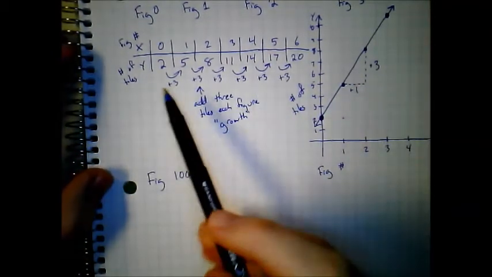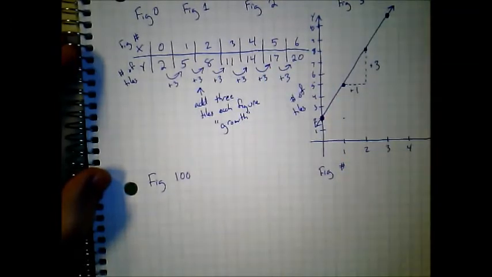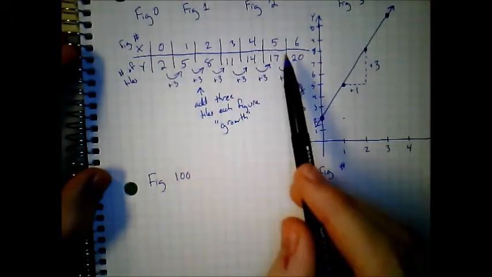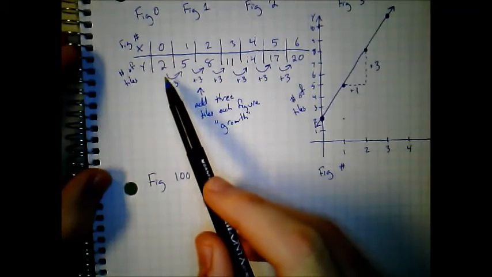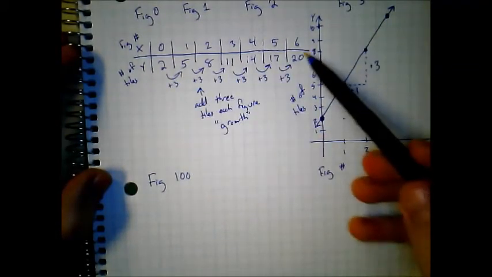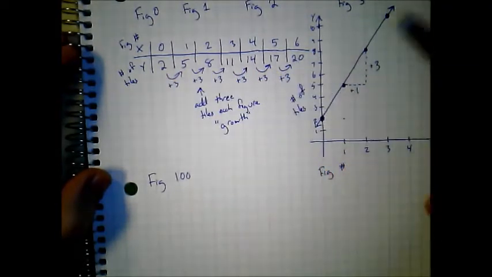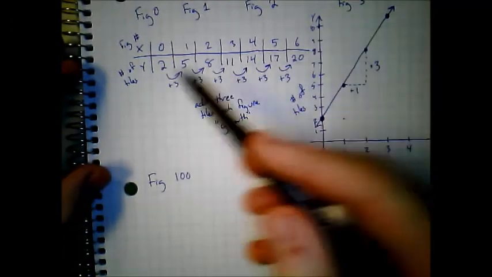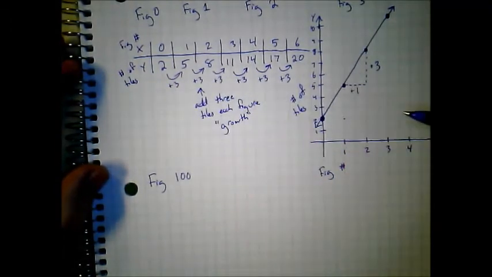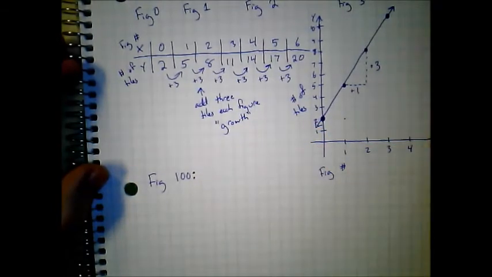Now if we see, we know we're adding 3 tiles every single time. We're adding 3 tiles each figure. So to get from figure 0 to figure 5, we're adding 3 tiles 1, 2, 3, 4, 5 times. To get to figure 6, we're adding 3, 1, 2, 3, 4, 5, 6 times. To get to figure 7, we would add 3, 7 times. So to get to figure 100, we would just add 3 100 times because we're adding 3 tiles each time.